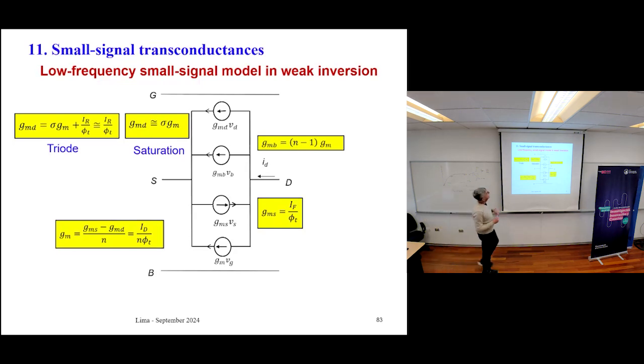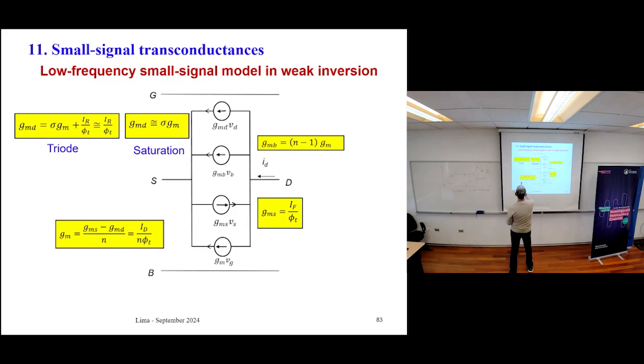So you have two terms. This one is the most important in the triode region. But somewhere around this point here, you need a combination of the two terms. You should calculate or simulate to know which term is important, right?